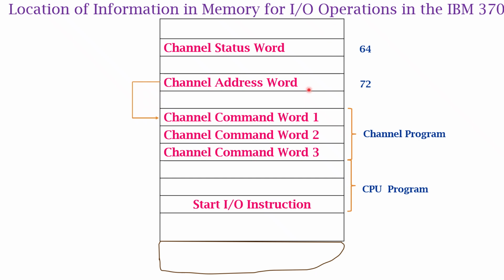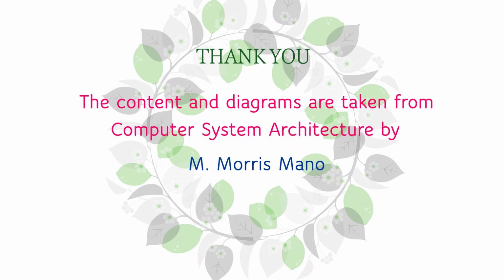Thank you. So far we have learned direct memory access, the DMA controller, DMA transfer, and the IO processor, and how it communicates with the CPU, and an example of an IO processor, that is the IBM 370 IO channel. Hope you all have understood clearly. Thank you once again.